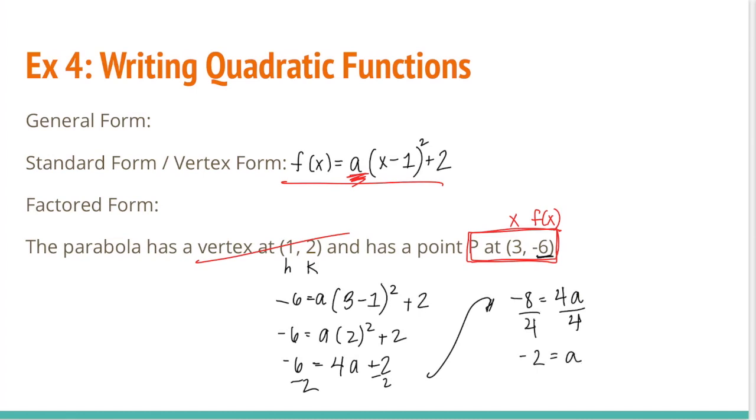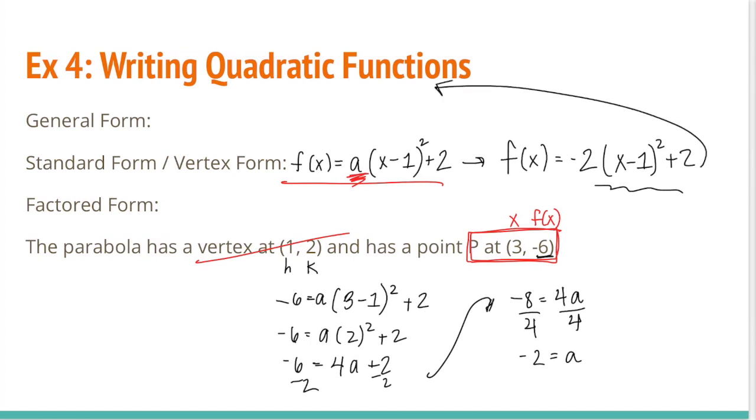And I get that my a value is -2. So I can just go ahead and substitute -2 where it belongs. Okay, so now I have my full equation in standard form. If I wanted to, I could FOIL this out and simplify it and put it into general form, but we don't need to today.